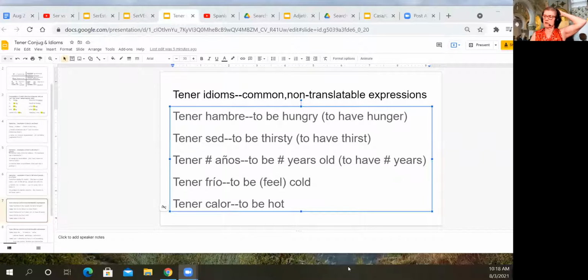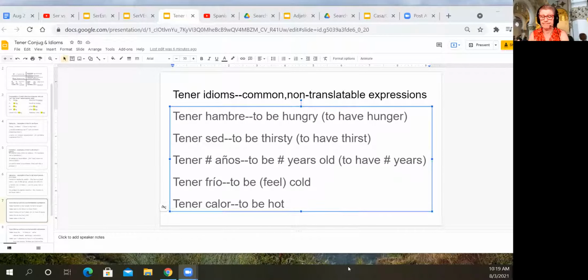Idioms are special language expressions. They are common expressions. They are non-translatable because if you translate them word for word, they sound goofy in English, but they're not goofy in Spanish. For example, usually these deal with some sort of a physical or mental sensation, usually a physical sensation. You don't say in Spanish that you are hungry. You say you have hunger. That's just the way they do it. French does that. German even does that. You have to express it as have hunger.